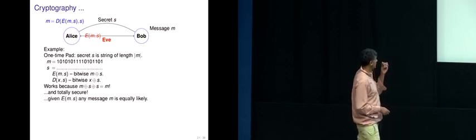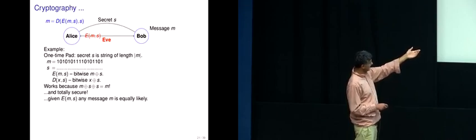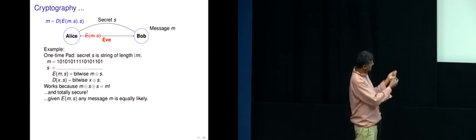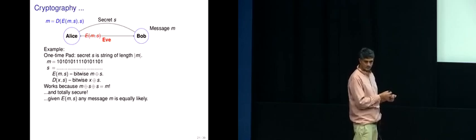Given any encoding, any message is equally likely. If you're given the encoding, you have this bit string, and you can't tell whether the original message bit was a 1 or a 0 if you don't know whether S was a 1 or a 0.